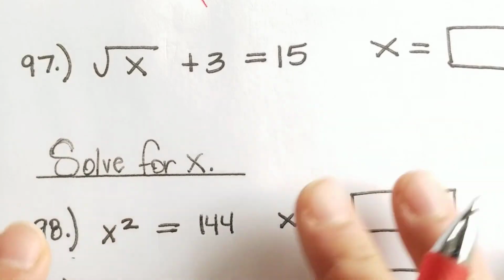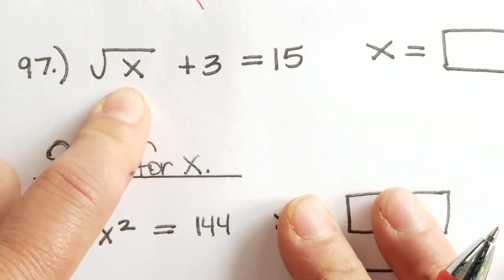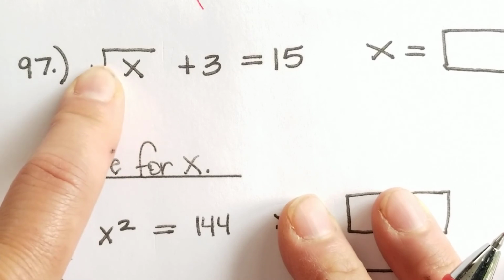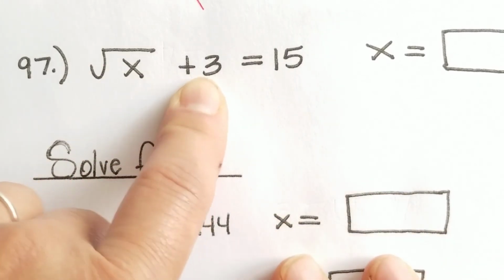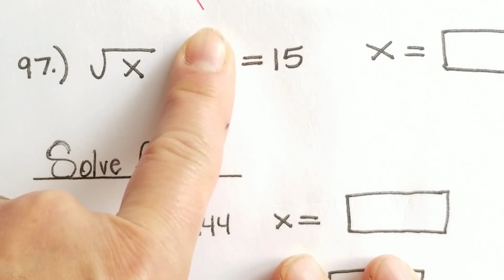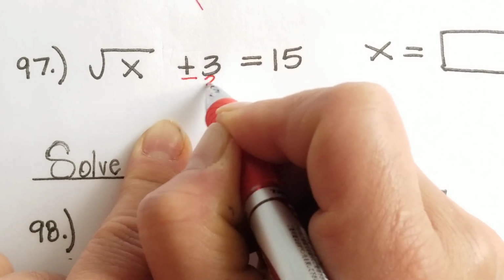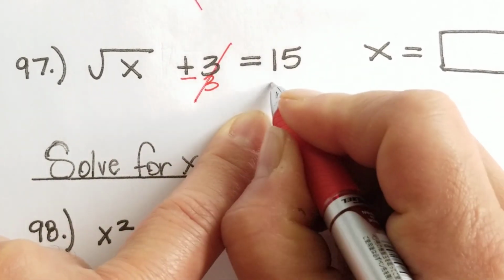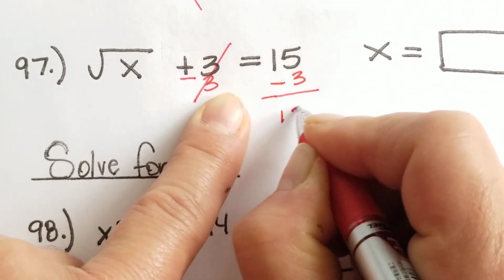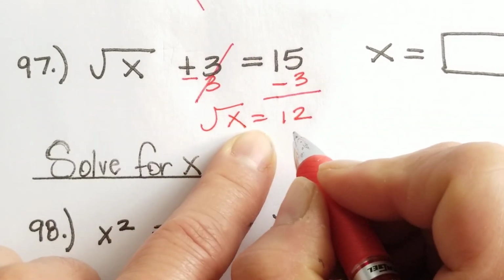Okay. And let's look at number 97. So I want to solve for x, but I need to get rid of that radical. I also want to clear up my x, have it all by itself on this side of the equal sign. So let's get rid of this 3 by subtracting 3, canceling those out. What I do to one side, I do to the other. I have the square root of x equals 12.